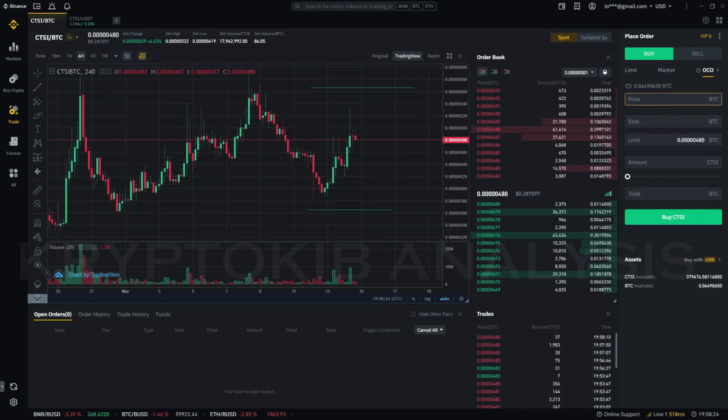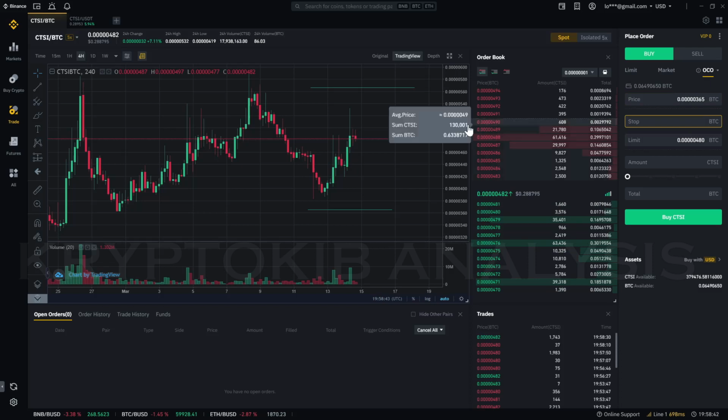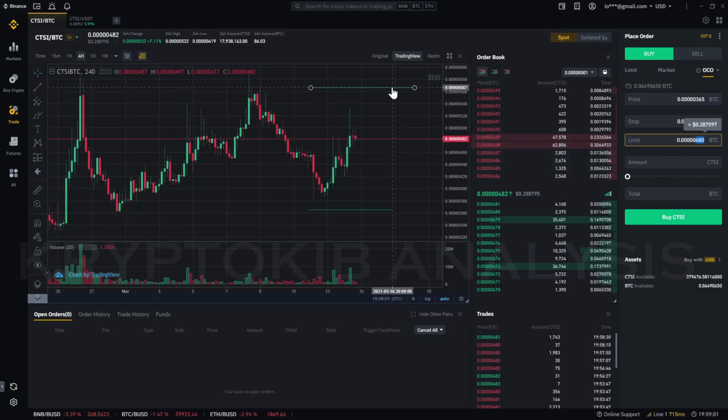This is the OCO. Now, this is a price, this is a stop, and this is a limit. So the price here should be my stop loss. So that is 0.365, right? 365. Then the stop for my take profit should be, or we can do it the other way. I can use this one to be my take profit and this one to be my stop loss. But let's try this. Then stop should be 548. Then the limit should be, what is this price line? 567.